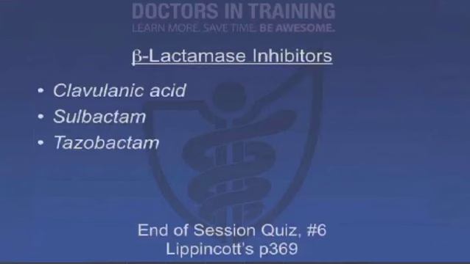Name the beta-lactamase inhibitors. So remember that's clavulanic acid, sulbactam, and tazobactam. Describe the difference between how gram-positive and gram-negative bacteria use the beta-lactamases. So that's how they're going to become more resistant to the penicillins.